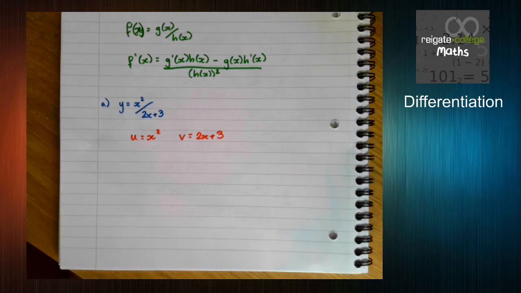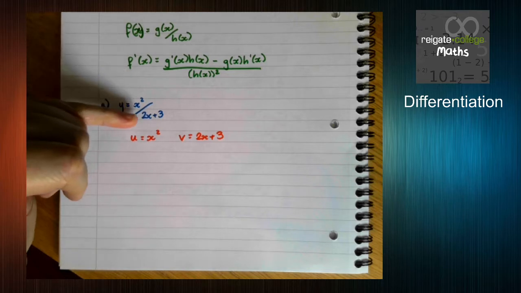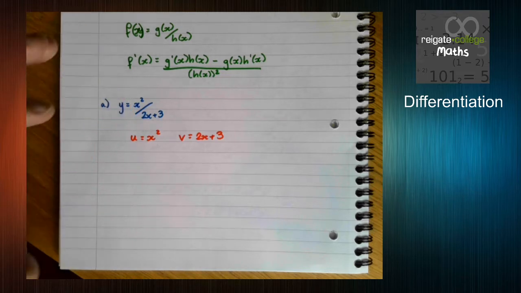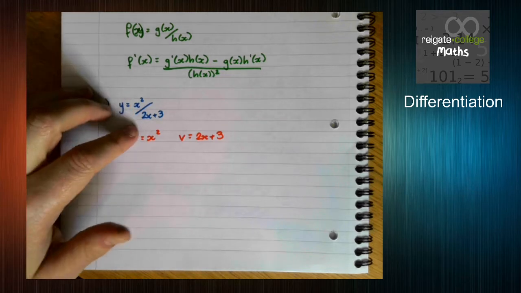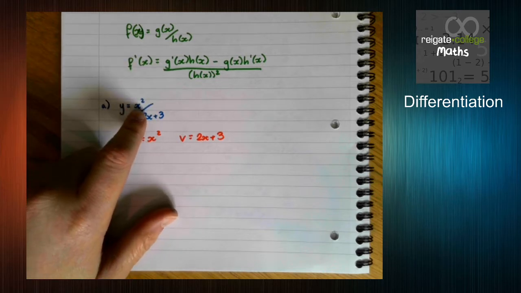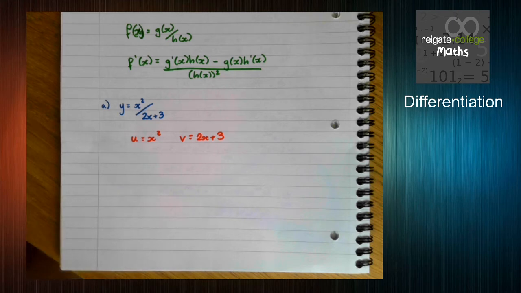Now, unlike the product rule, the u and the v have to be this way round. The u is always the numerator, v is always the denominator. Some students like to look at this and go, oh, I don't like using this formula, so I'm going to use the product rule. That's fine, you can do that, but I guarantee it will be more difficult than doing it this way.